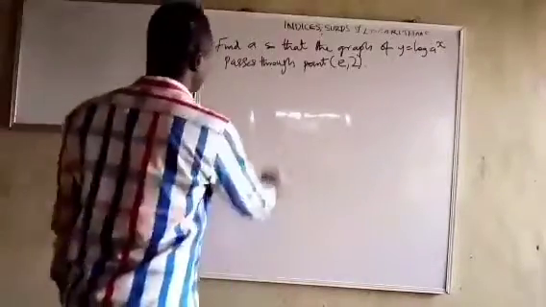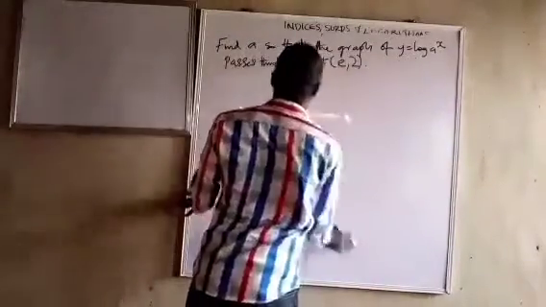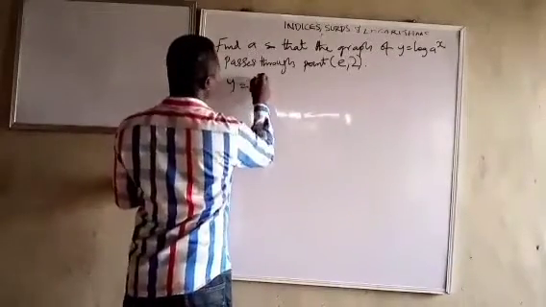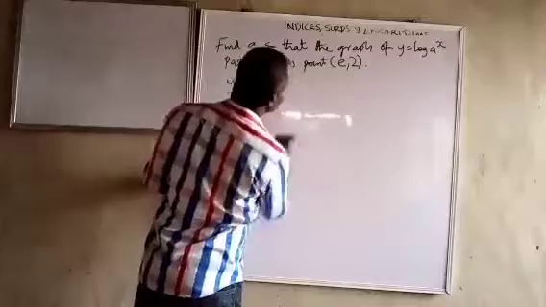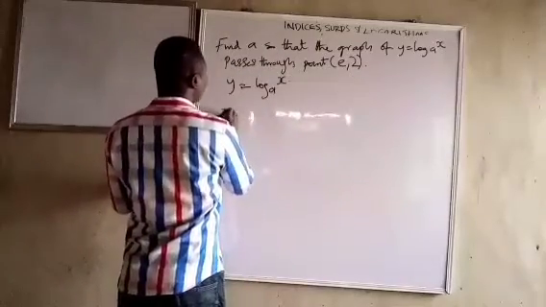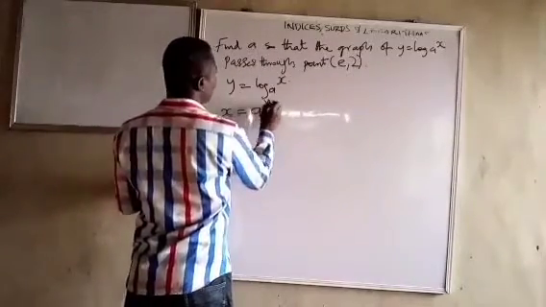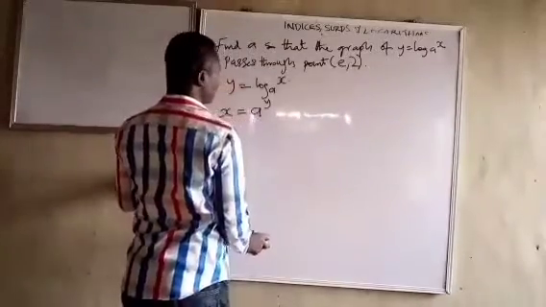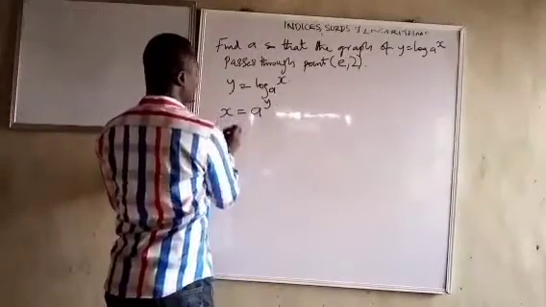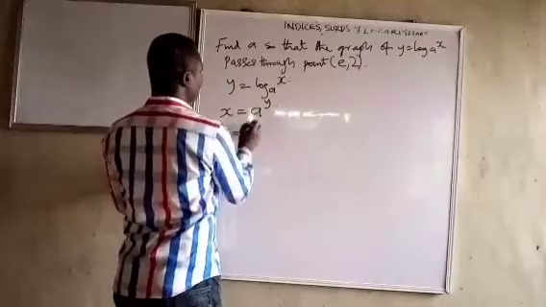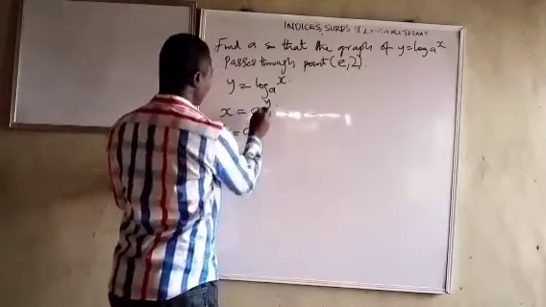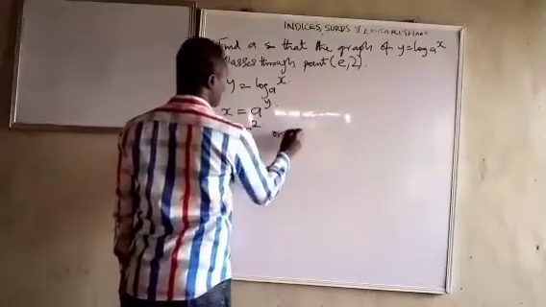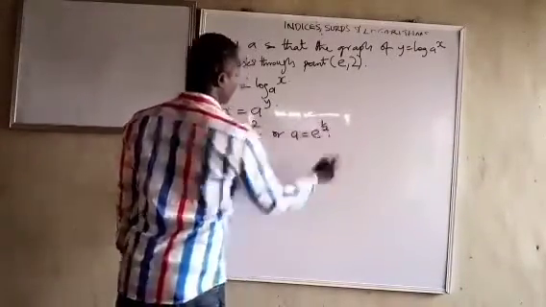We have this. Find a so that the graph of y equals log x base a passes through the point (e, 2). So you have y equals log x base a. Therefore, x equals a raised to power y. And from this, we know that when x equals e, y equals 2. So we have e equals a raised to power 2, or you say a equals e raised to power half.